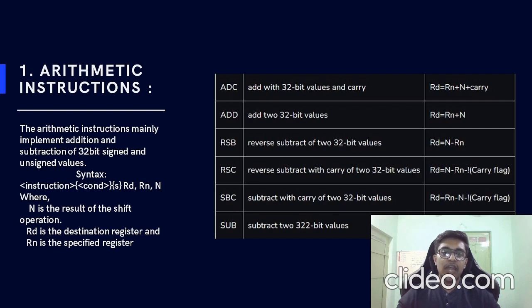ADC stands for addition of 32-bit values with carry. ADD adds two 32-bit values. RSB reverses and subtracts two 32-bit values, whereas RSC reverse subtracts with carry two 32-bit values. SBC subtracts with carry two 32-bit values, and SUB subtracts two 32-bit values, and the result of all of these is stored in N, the result of the shift operation.